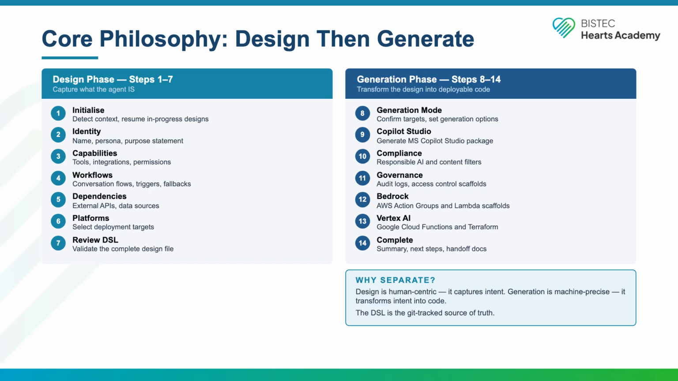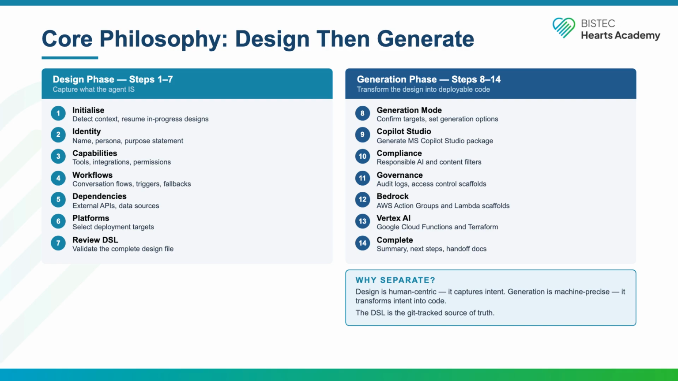Steps 8 through 14 are the generation phase. With a validated design in hand, Claude transforms it into real, deployable artifacts, a Copilot Studio package, Bedrock scaffolds, Vertex AI Terraform files. The reason these 2 phases are separate is important. Design is human-centric. It's a conversation exploring the problem space, making decisions, adjusting requirements. Generation is machine-precise, a deterministic transformation of the design into platform-specific code.